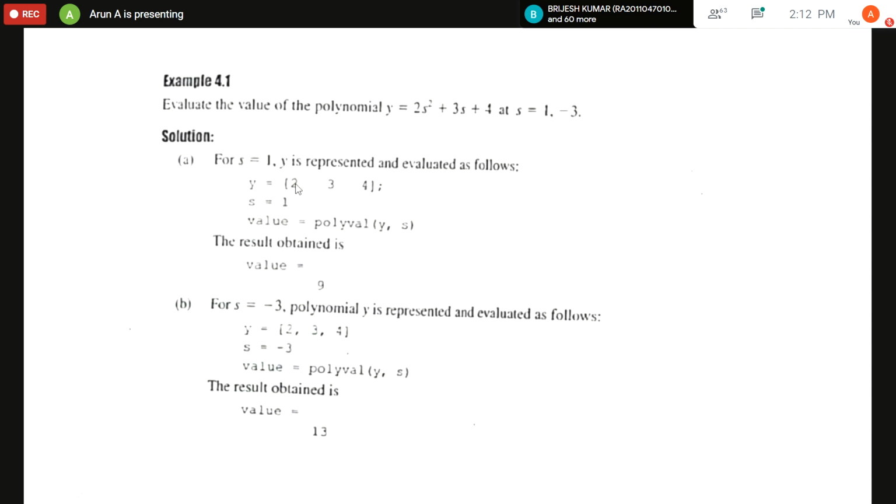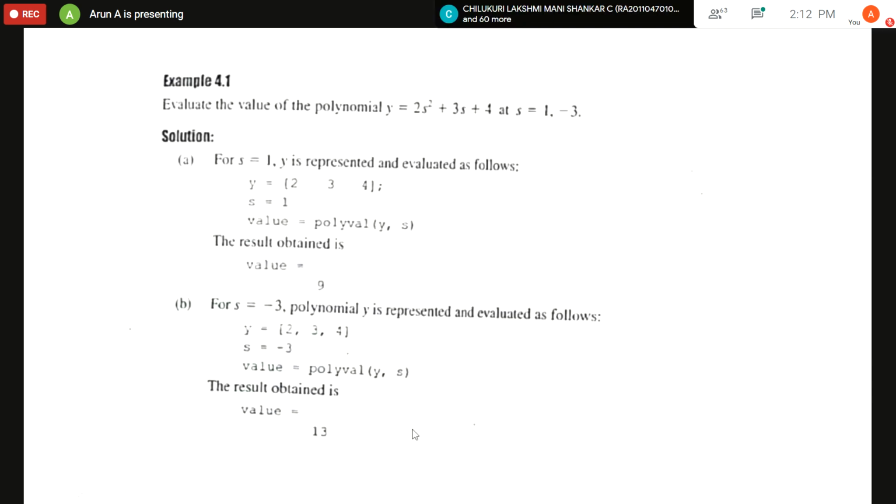So it is in the form of a matrix: 2, 3, 4. You use this command, value is equal to poly val of y. Manually, the value will be 9 when s is equal to 1. And for the second part of the question, you use this command, and when you manually substitute, the value is going to be 13.